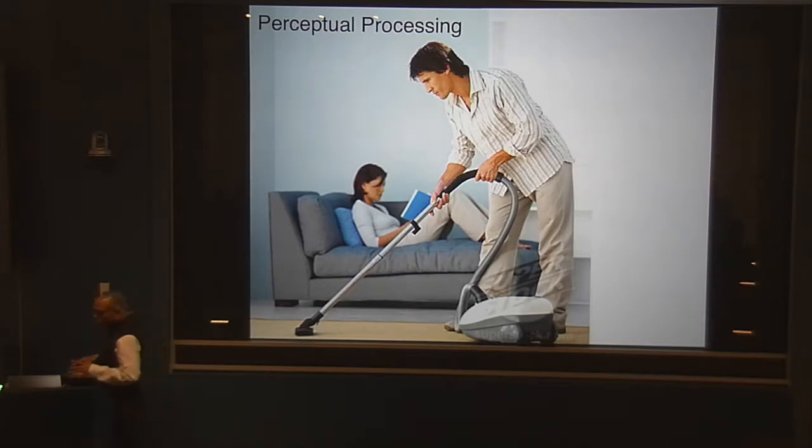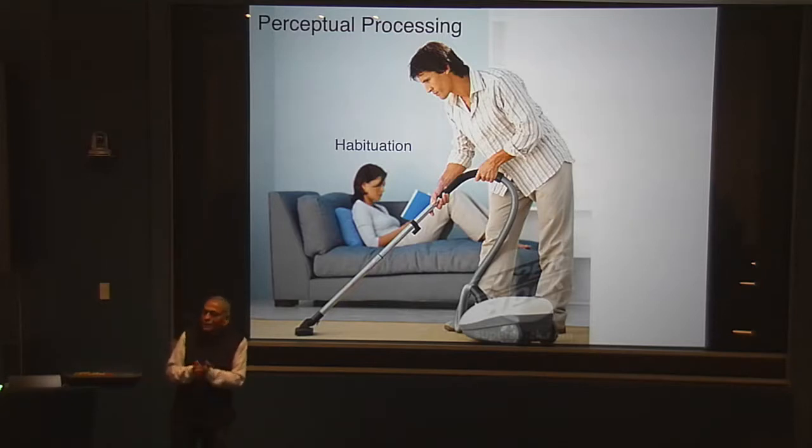So in the domain of perceptual processing, which is of course very rich, there are many different aspects of perception that we could have probed. The one that we have decided to focus on is habituation. How is it that this person on the couch can read even while she's immersed in the sound of the vacuum cleaner? And one reason, or the likely reason, is habituation.